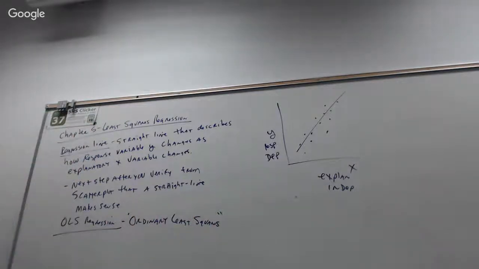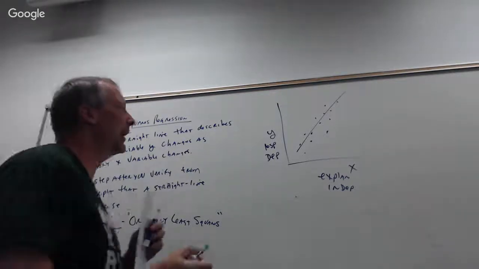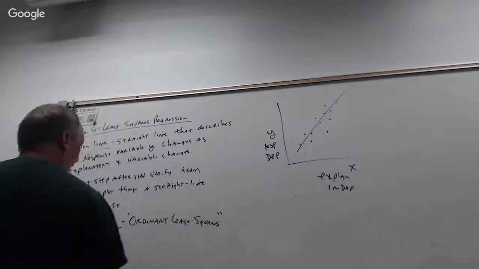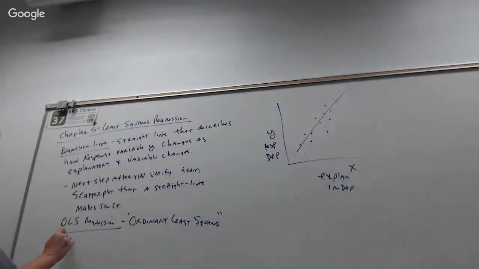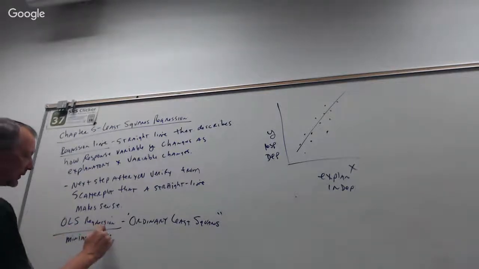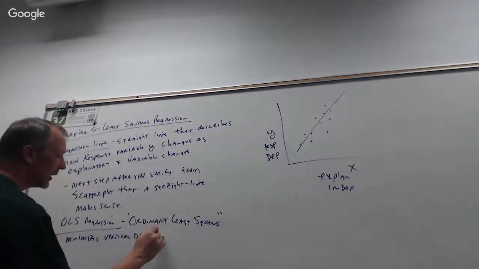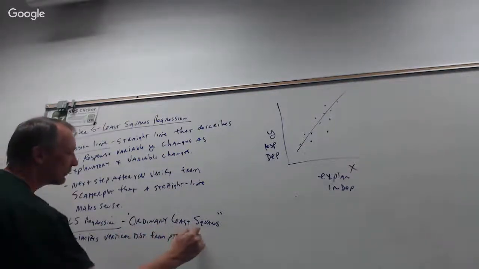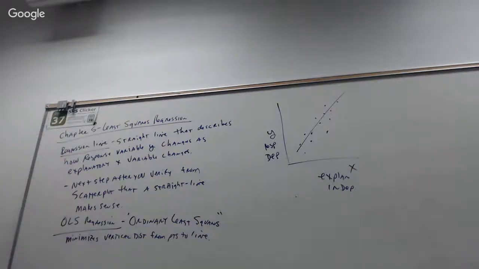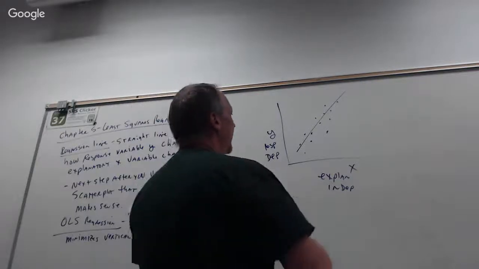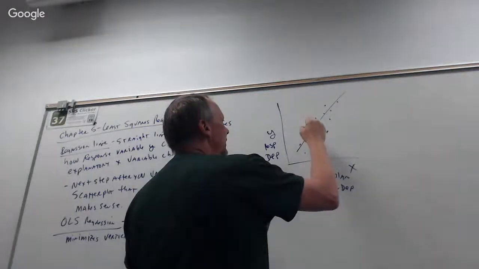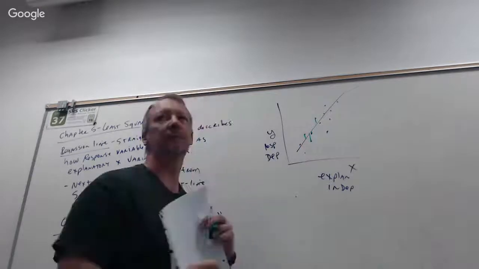Okay? So the idea here is, as I'm measuring my graph here, ordinary least squares regression minimizes the vertical distance from the points to the line. Okay? So as you look at here, the idea here is I'm going to minimize these distances here, the vertical distances.